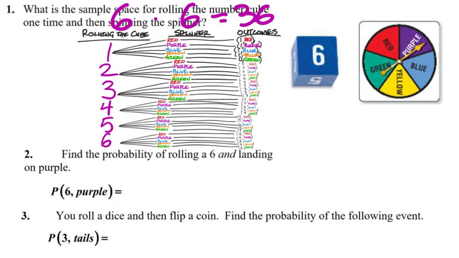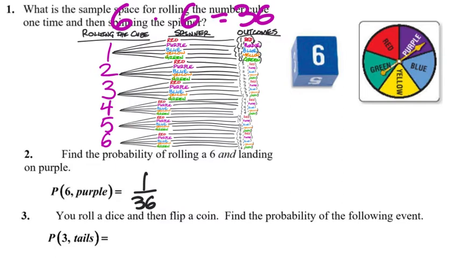And so on number 2, find the probability of landing on 6 and landing on purple with the spinner. So again, that's out of 36 different possibilities. So I would go down to the 6. I see 6 purples right here. That's one of the possible 36 outcomes. Okay. Now that's one way to do it.